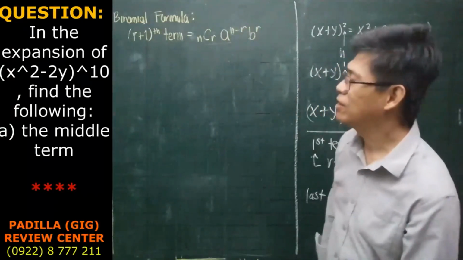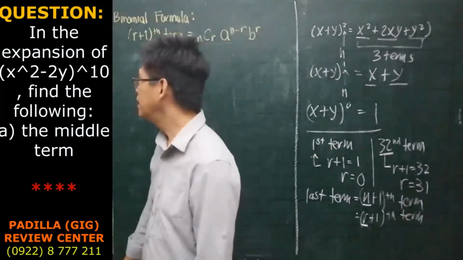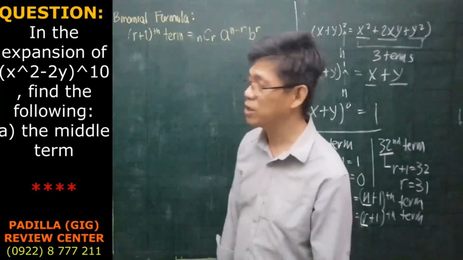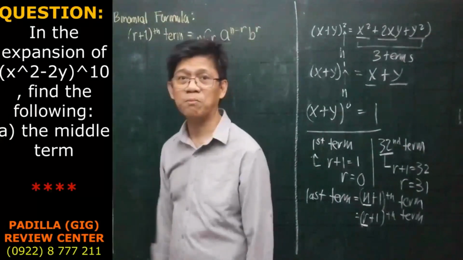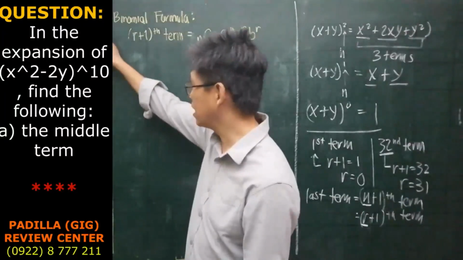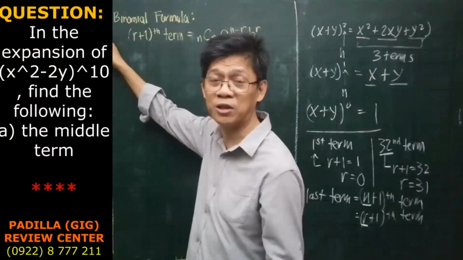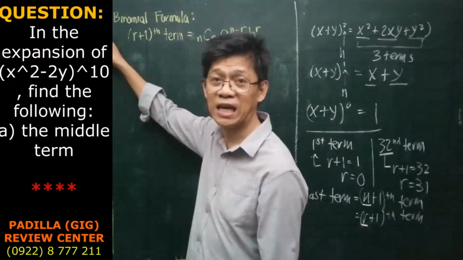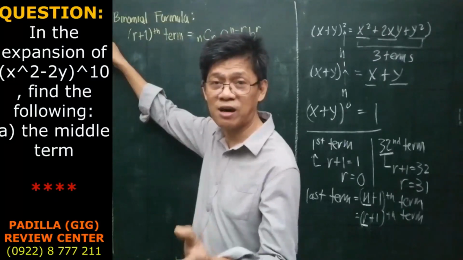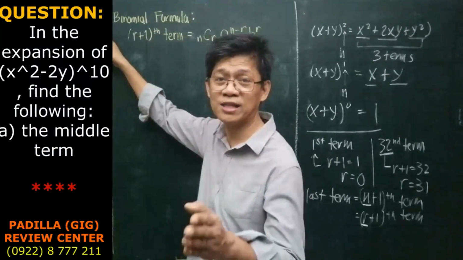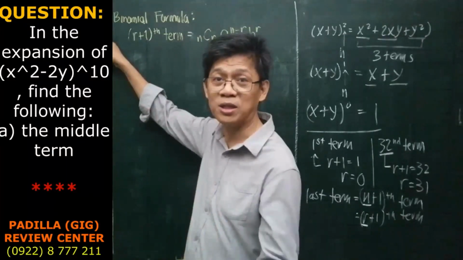Okay. So, let us try to apply this in solving this problem. In the expansion of x squared minus 2y to the 10, find the middle term. If our n is 10, how many terms will there be in the expansion? N plus 1, 11 terms. If there are 11 terms, what is the order of the middle term? Pang-ilan yung middle term?